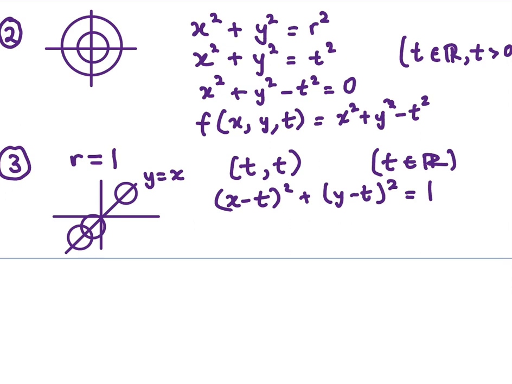Think of it as translating the previous family of curves we found in question 2. Again, why don't we rearrange to get x minus t squared plus y minus t squared minus 1 equals 0. And that is our f of x, y, t.